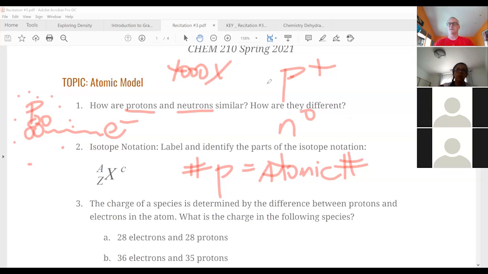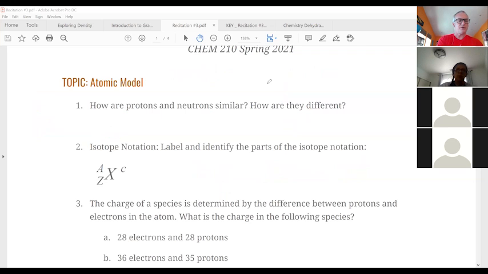Isotopes, exactly. So isotopes are determined specifically and only by the number of neutrons. The number of protons is the same. Excellent. So what about number 2 here? This is how we actually write the notation for a specific isotope.